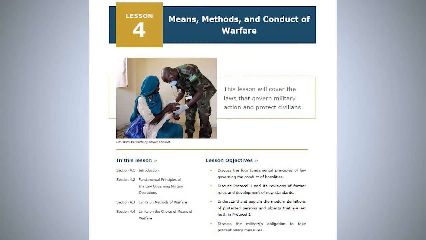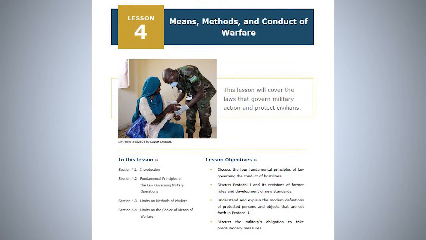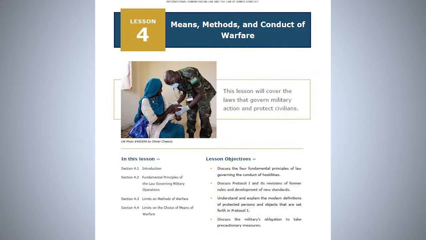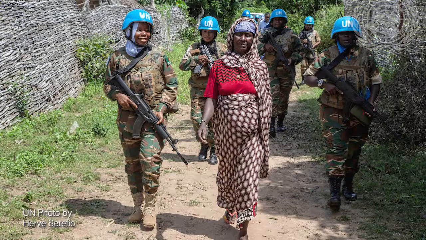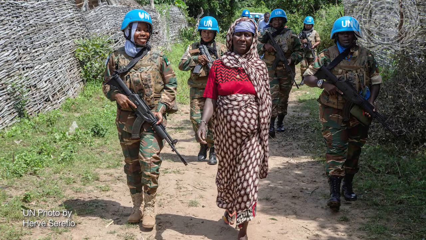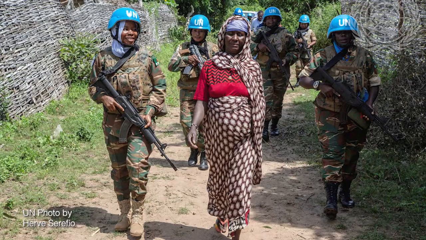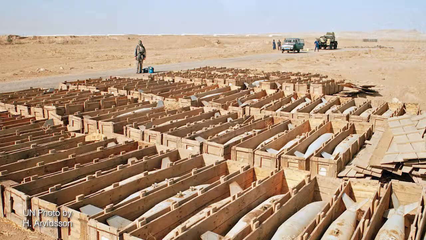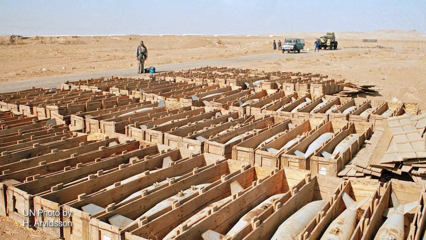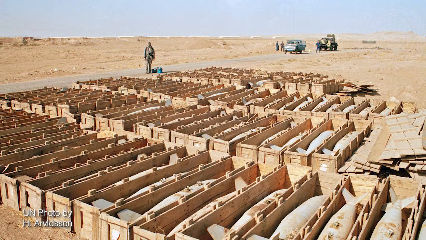Next, Lesson 4 discusses IHL in relation to the means of warfare, referring to weapons or systems of weapons and the methods of warfare which encompass any tactical or strategic means to overwhelm or weaken the adversary. Protocol 1 of the Geneva Conventions in particular aims to improve the safety of protected persons and objects. For example, it prohibits indiscriminate attacks and direct attacks against the civilian population. Regarding the means of warfare, many IHL treaties have been passed to limit or prohibit the use of certain conventional weapons, such as mines and booby traps, and weapons of mass destruction, such as chemical weapons.